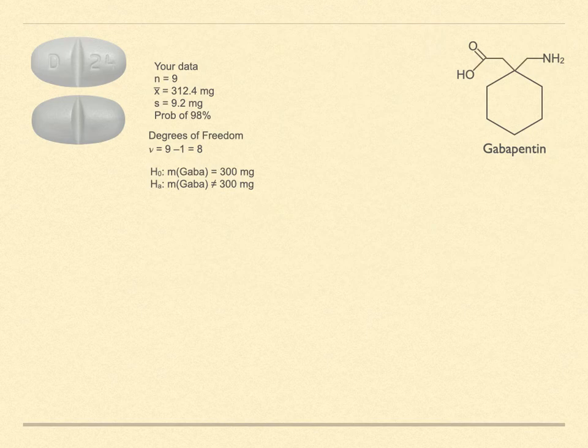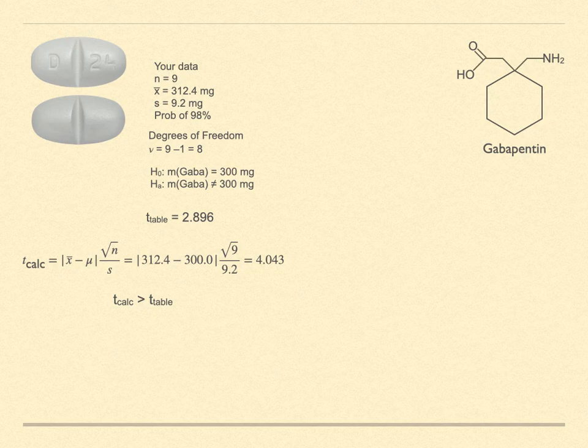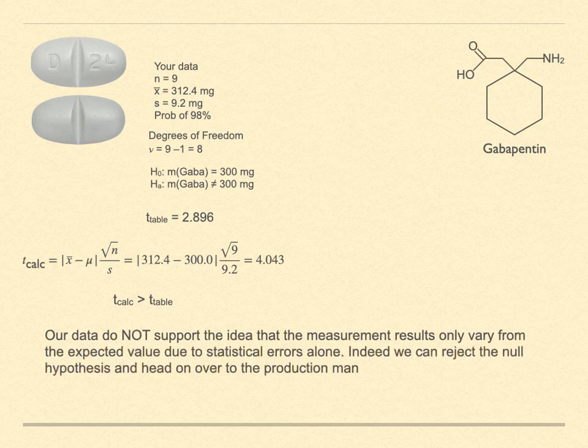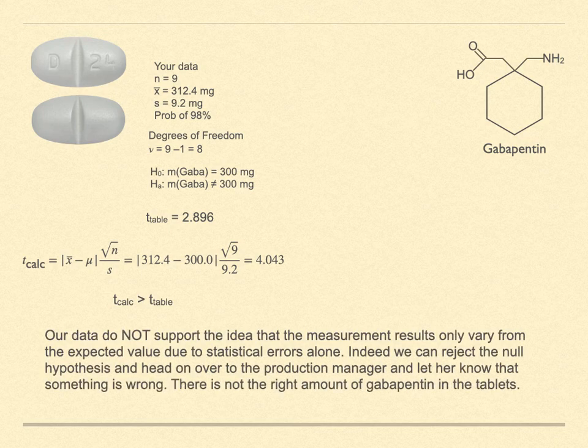The calculated t-value is 4.043, which is much larger than the tabulated value. Therefore, we can reject the null hypothesis and conclude that there is something wrong with the manufacturing process. There is just not the right amount of gabapentin in the tablets.